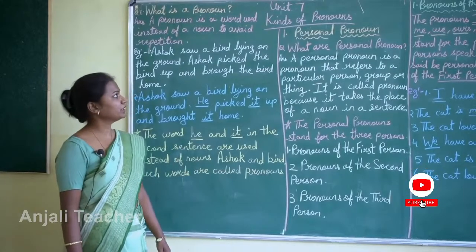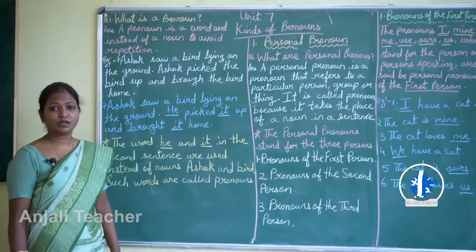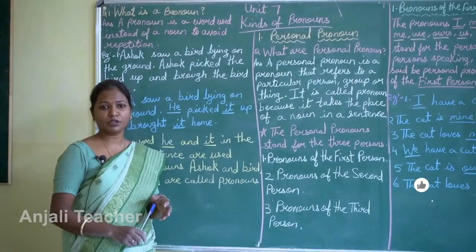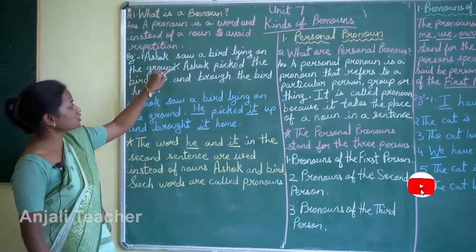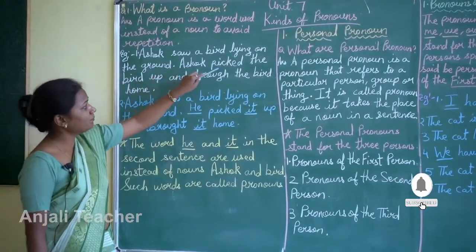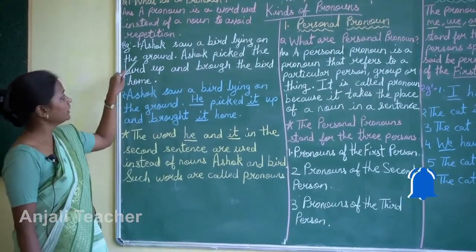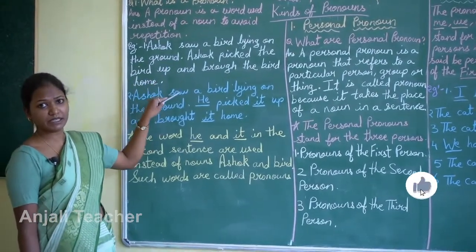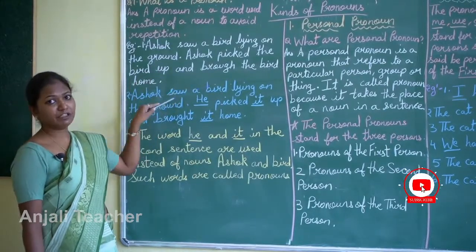Now we are starting with the next unit, that is unit 7, kinds of pronouns. What is a pronoun? A pronoun is a word which is used instead of a noun to avoid repetition. Now you can see the example. Ashok saw a bird lying on the ground. Ashok picked the bird up and brought the bird home. Here in this sentence, Ashok is repeated again and again and the bird is also repeated again and again. So instead of the nouns Ashok and bird, we will use pronouns.